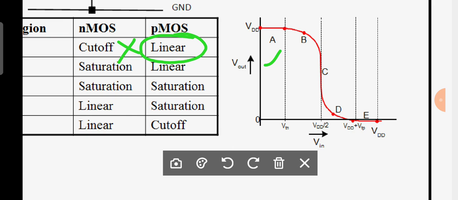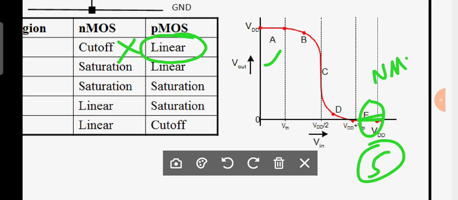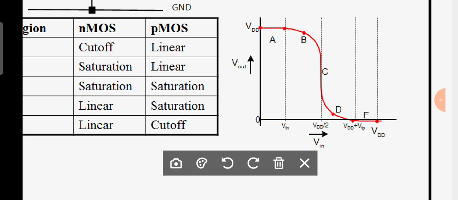Is it clear? Similarly, if you talk about region E, the fifth region, what is the output? That is VSS. Then which transistor is in the active region? Absolutely, the NMOS transistor is in the active region. What about PMOS? Absolutely, it is in the cutoff region. Therefore, in region E, that is region 5, the PMOS transistor is in the cutoff region and the NMOS transistor is in the active region.